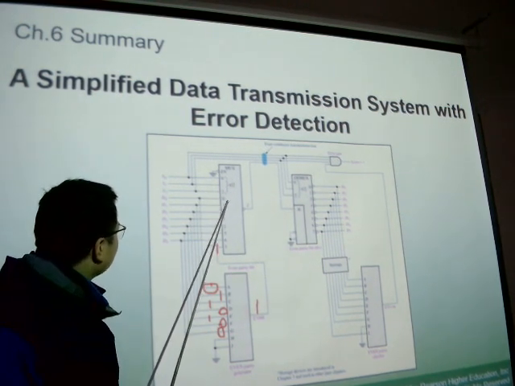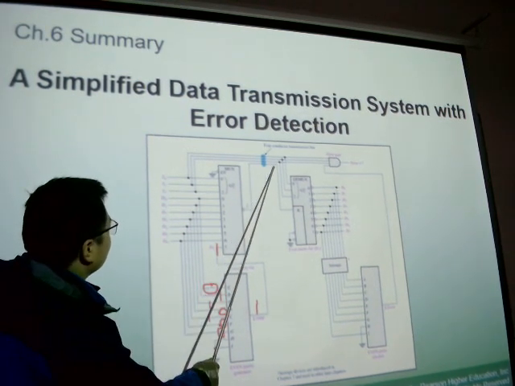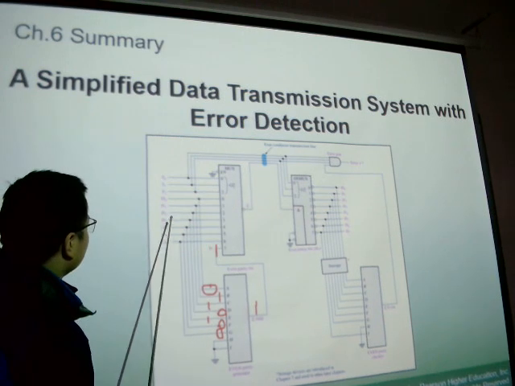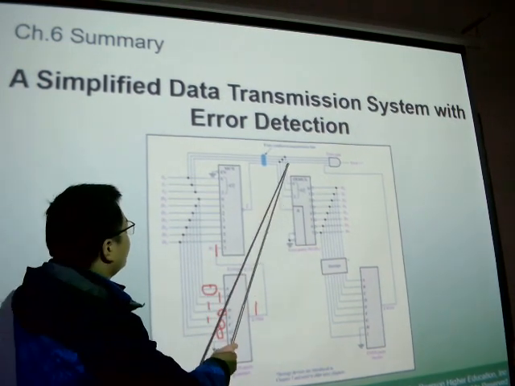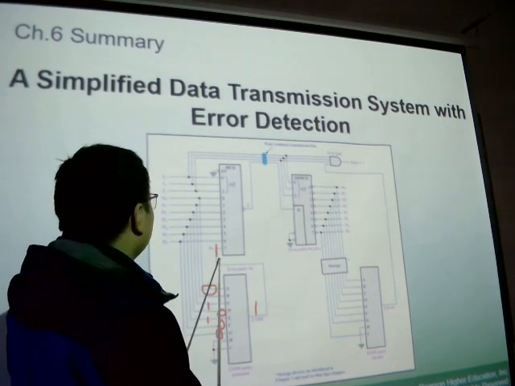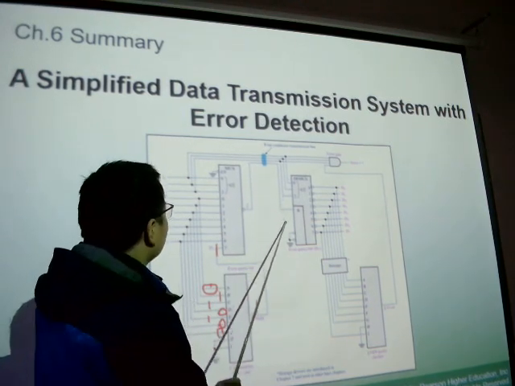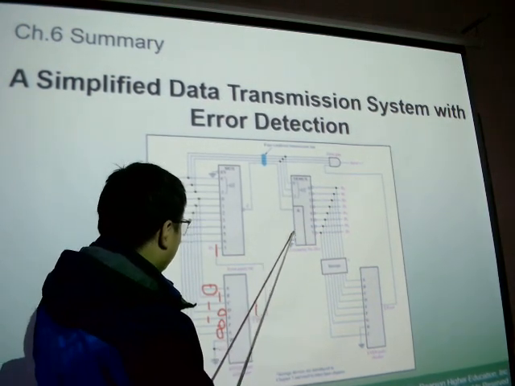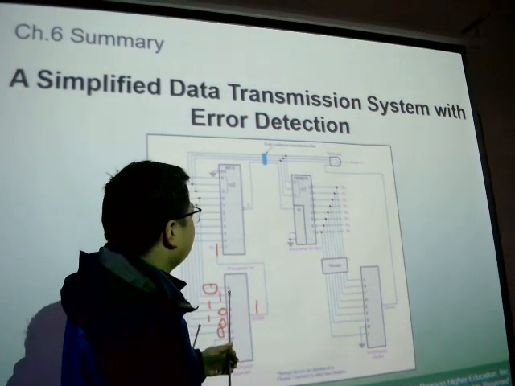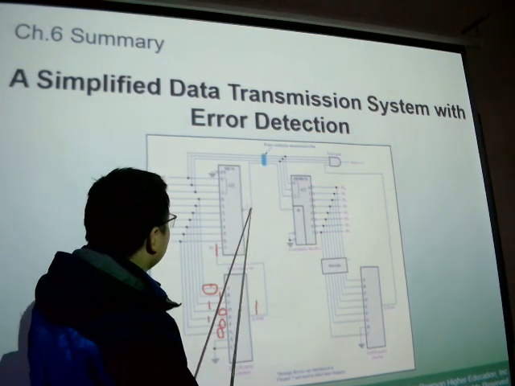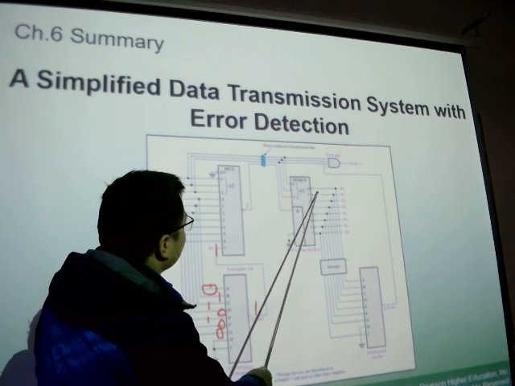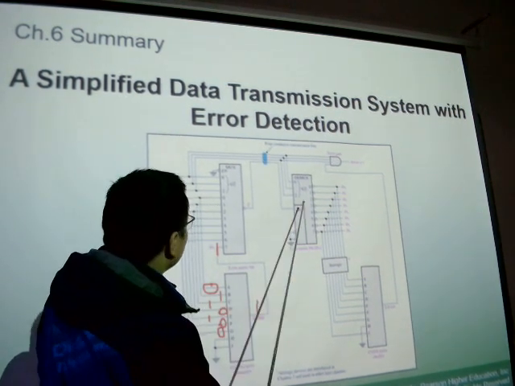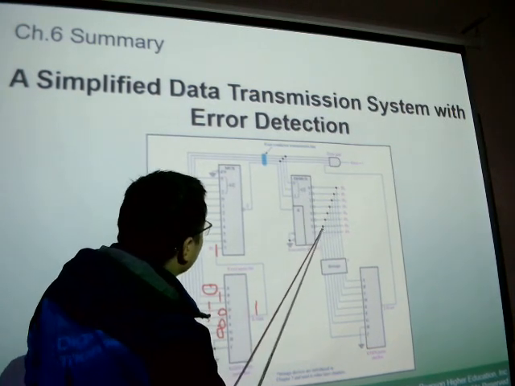The mux selector first transmits P0 to the output, and then transmits D1 to the output, then D2, D3, D4, D5, D6 and D7 to the output. And at the input of this chip, for the first time, D0 will be transmitted to D0, D1 to D1, D2 to D2, and so on up to D7.